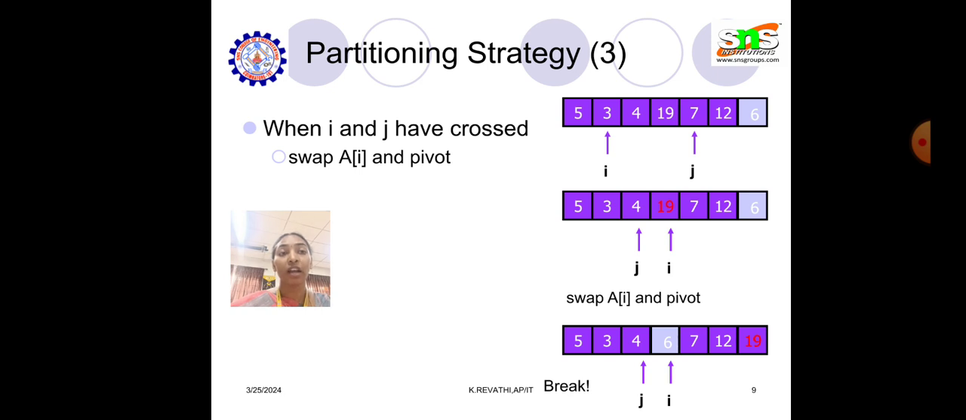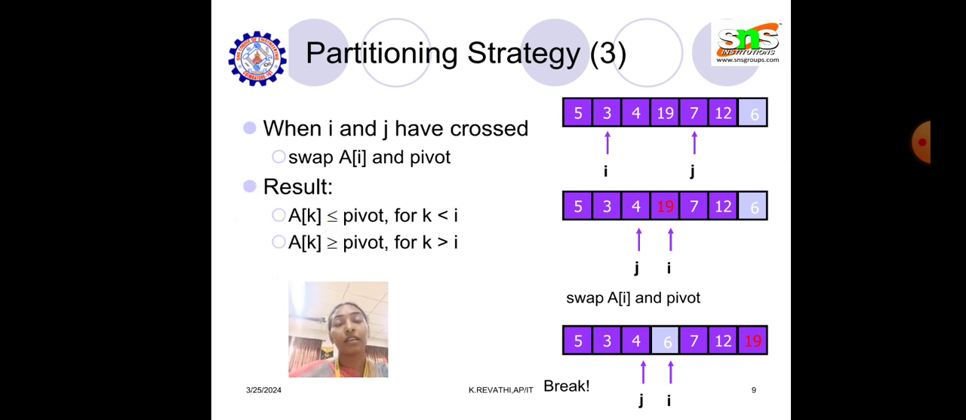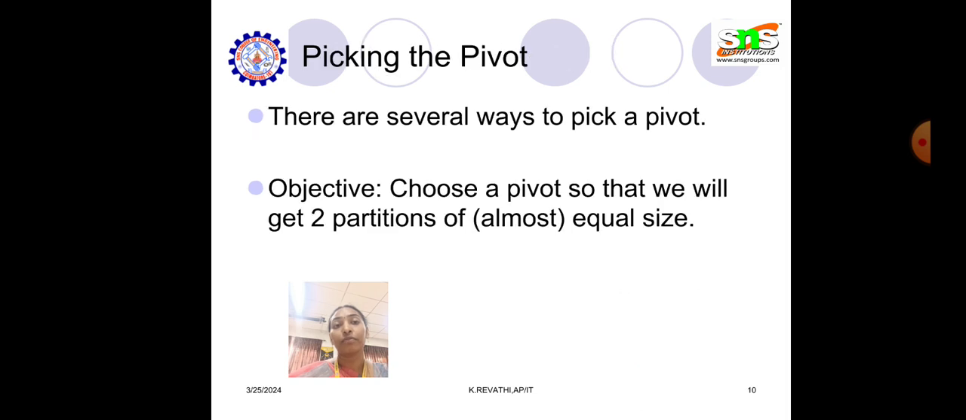So a of i here is 19, and the pivot value is 6. We have to swap these two values. You will get 5, 3, 4, 6, 7, 12, 19. The result will be a of k is less than or equal to the pivot element for k less than the i value, and a of k is greater than or equal to the pivot for k greater than the i value.